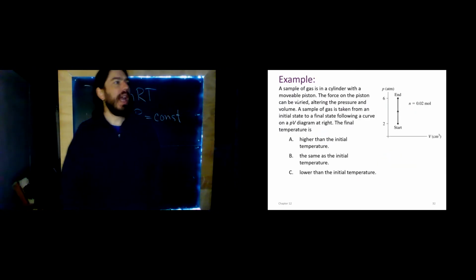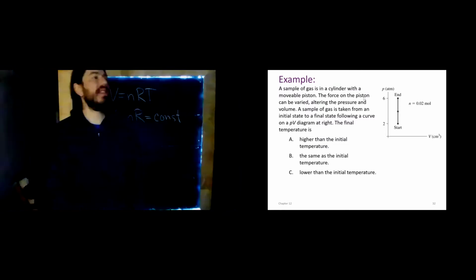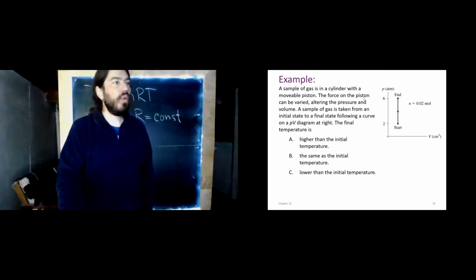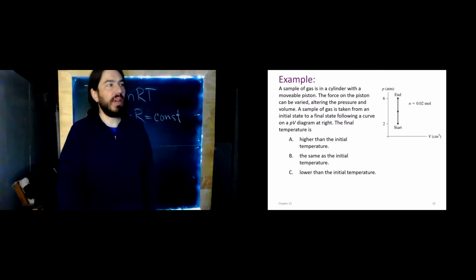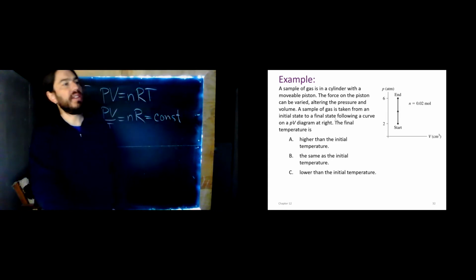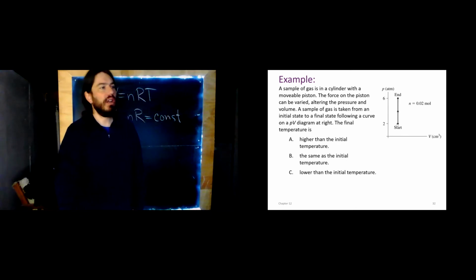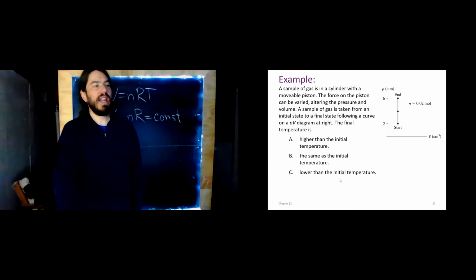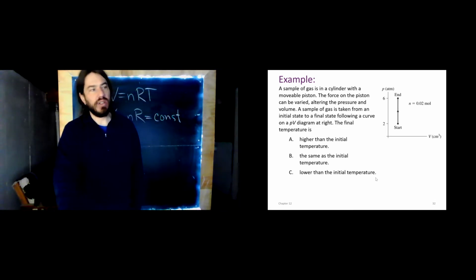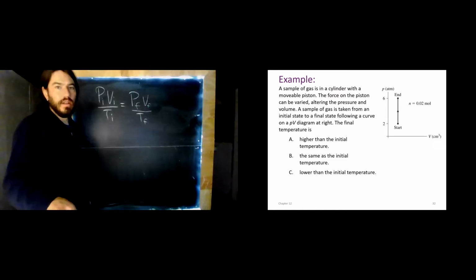Here's an example. A sample of gas is in a cylinder with a movable piston. The force on the piston can be varied, altering the pressure and volume. A sample of gas is taken from an initial state to a final state following a curve shown here. The final temperature is what? Is it at a higher temperature? Is it at the same temperature? Or is it lower than the initial temperature? Why don't you try and figure this out, and I'll see you on the other side.